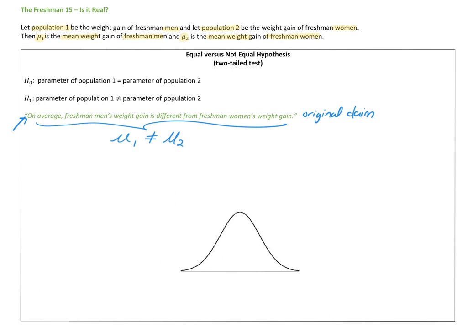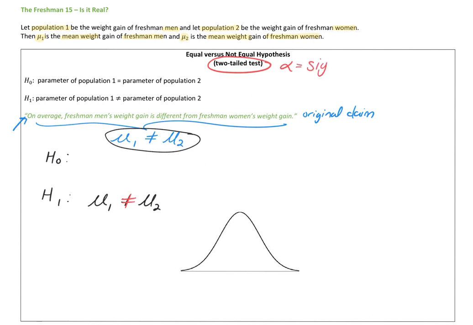So notice that this claim does not have the equal sign in it. So when we write our null and our alternative hypothesis, the original claim here becomes the alternative hypothesis. So anytime the alternative hypothesis contains that not equal sign, that means that you have a two-tailed test. Two-tailed test means if we're testing at a significance level of alpha, we're going to split alpha equally, and the left tail of our sampling distribution is going to have an area of alpha divided by 2, and then the area on the right tail is also going to have a value of alpha divided by 2, okay?